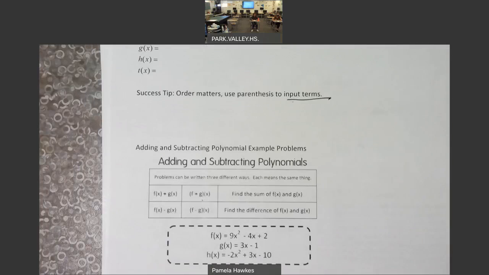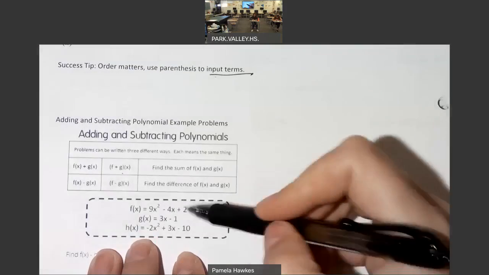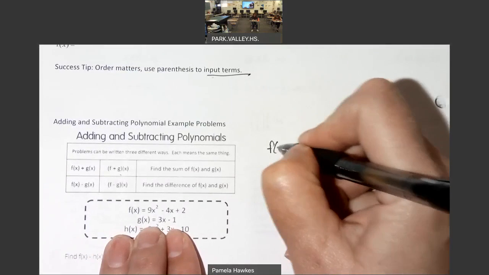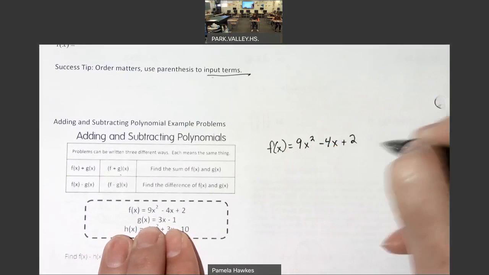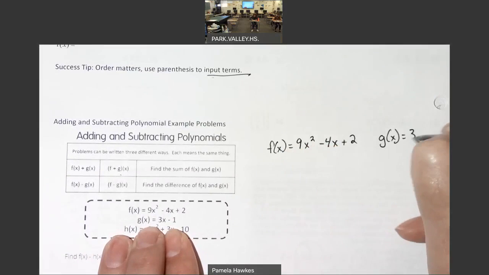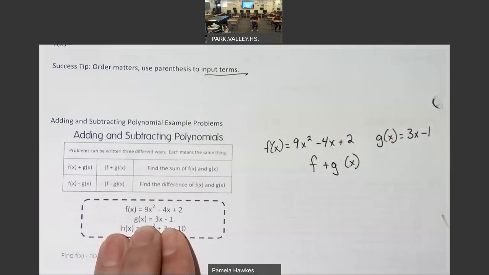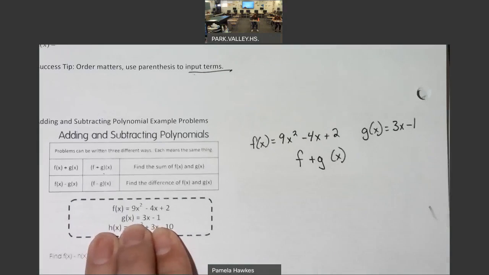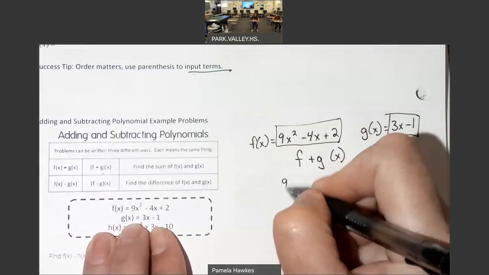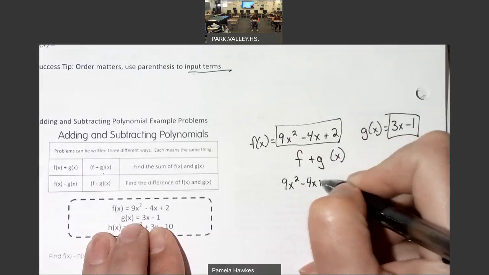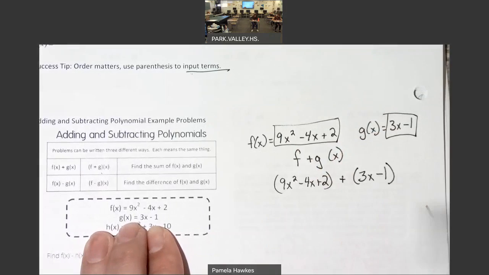So, if it has these functions right here, f plus g, I'm going to write f of X is equal to 9x squared minus 4x plus 2. G of X is equal to 3x minus 1. And I want to do f plus g of X. What that means is I'm just going to take this and add it to this. So that means 9x squared minus 4x plus 2 plus 3x minus 1.